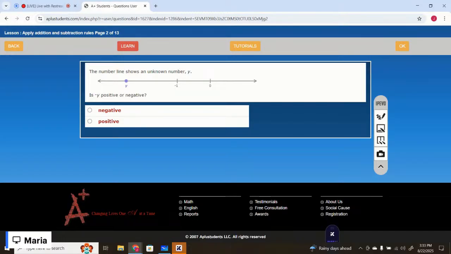The number line shows an unknown number Y. Is negative Y positive or negative? So the number Y is already on the negative side, right? So negative makes it positive. So option number 2 is the correct option.